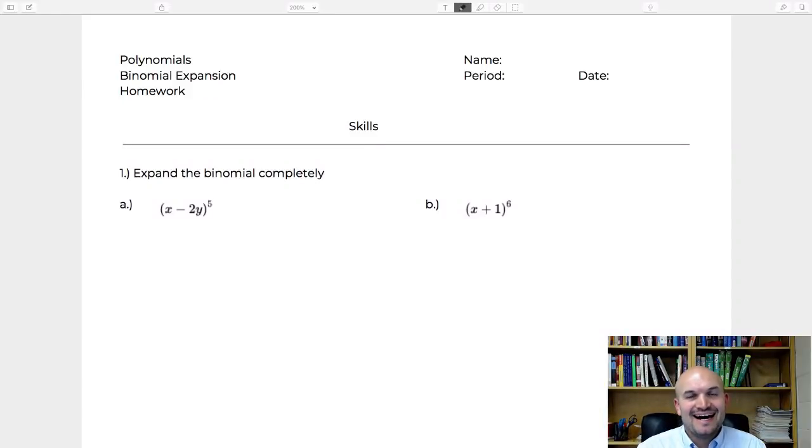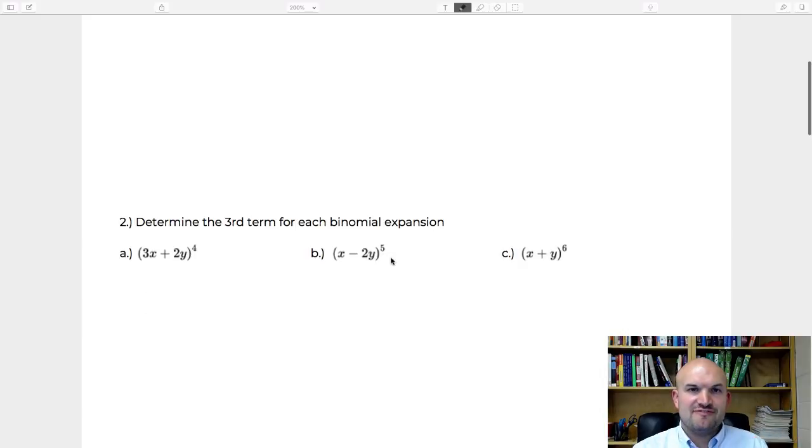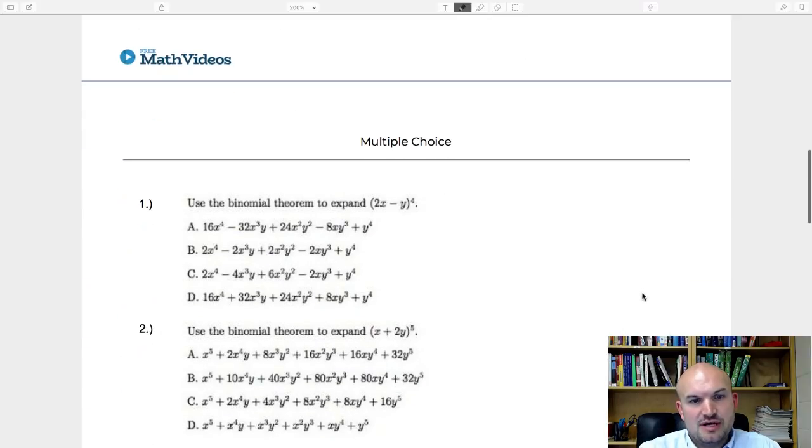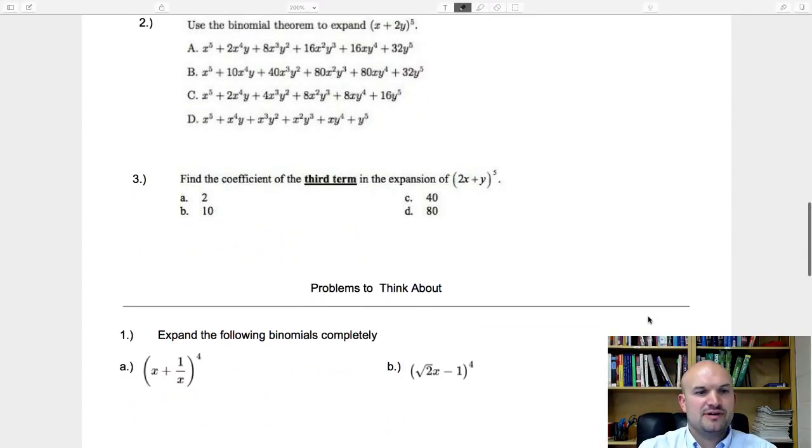What I want to do in this one is cover some binomial expansion. We're going to look at a couple of problems where we expand completely. Then we'll look into how to find a given term in a binomial expansion. And then we'll work into some multiple choice questions, how to address this problem when you're given a multiple choice problem. We'll do 3 of them, and then there are some think about it ones at the end.